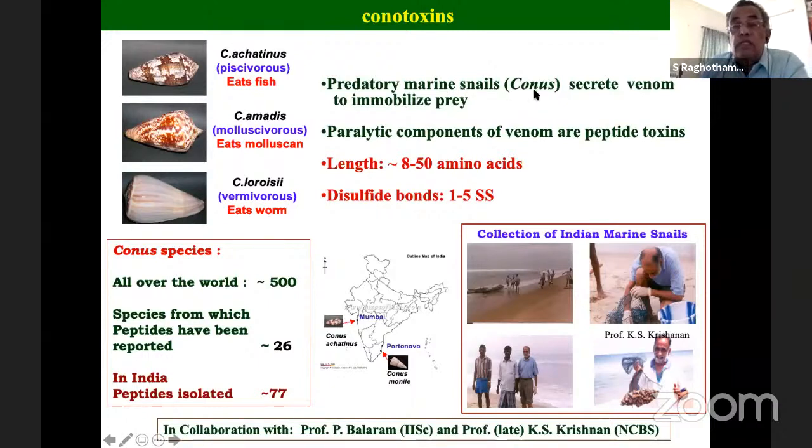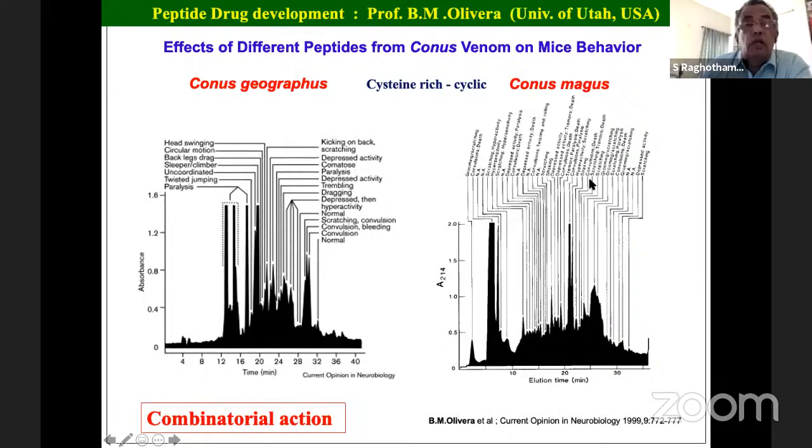And they are produced by snails called the conus. And the length varies about 8 to 50 amino acids, easy to understand. The main important criteria is they have this disulfide bond. Now, in India, you find these conus snails in the seashores, and Professor Krishnan had such a passion about this science. He used to literally go to the seashore, interact with the fishermen, collect these conus snails, either on the Tamil Nadu coast, Tuticorin, I think, or on the Mumbai coast, and come to the lab, extract these peptides from them, and then analyze them.